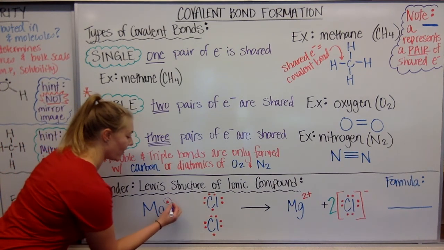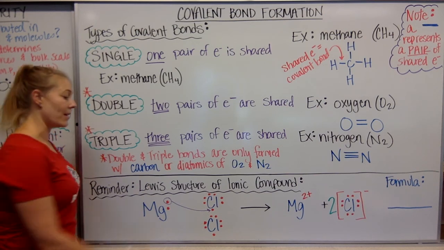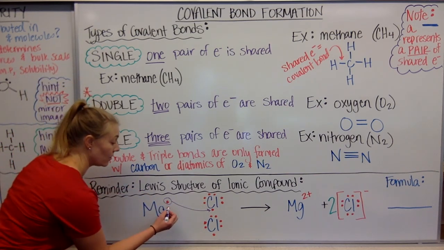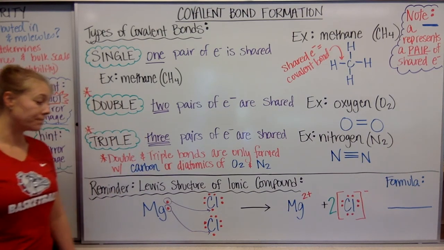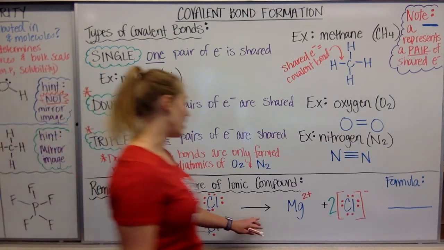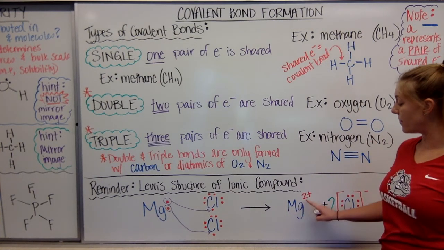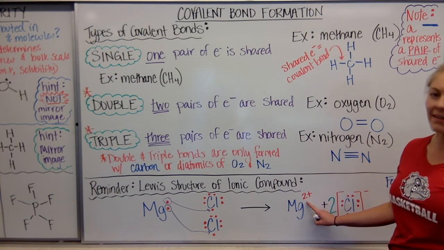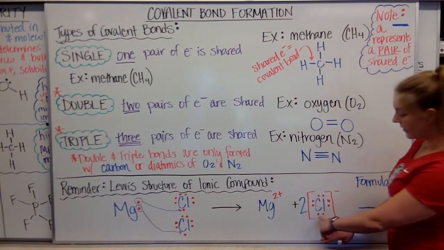So one of these electrons is going to go here. I'm going to draw the arrow to show that that electron from magnesium is moving to chlorine. It's being taken, or given, I guess. And the second one is going to go to the second chlorine. And on the other side of our arrow, what's happened is that magnesium has lost its 2 valence electrons, but it has a 2+ charge now, because it has 2 less electrons. And chlorine has gained that extra electron.